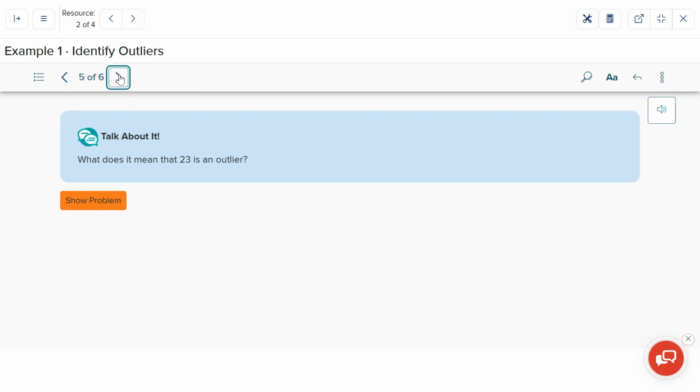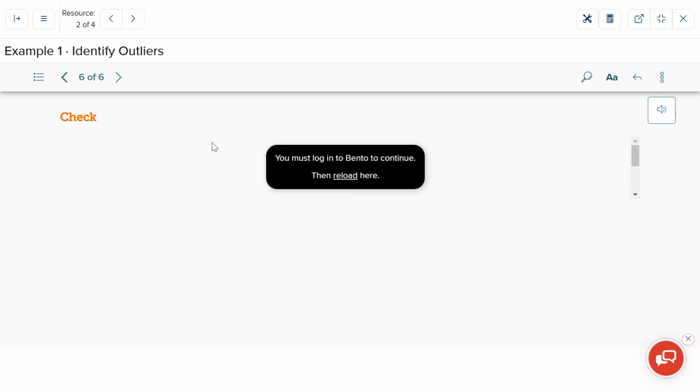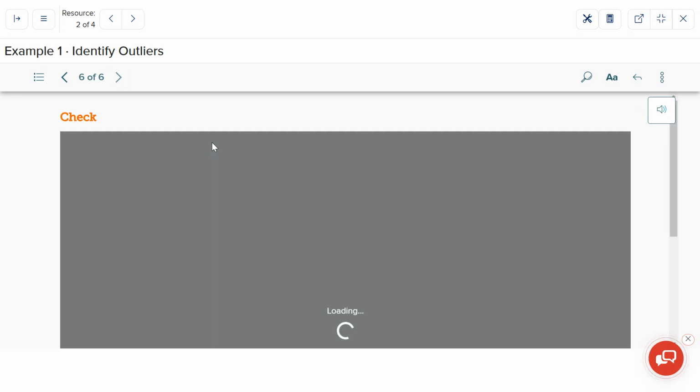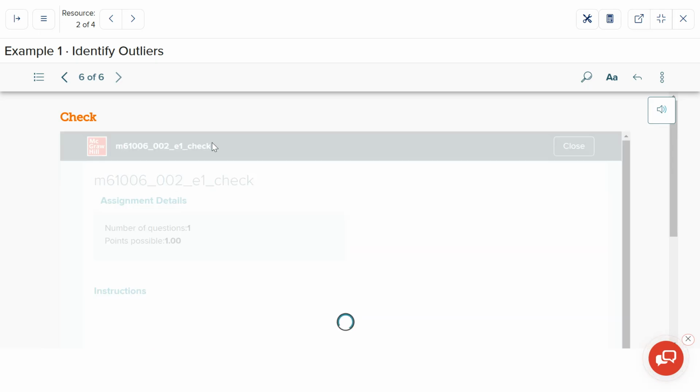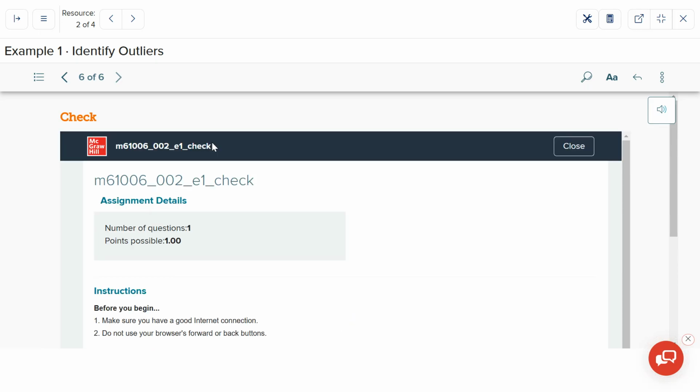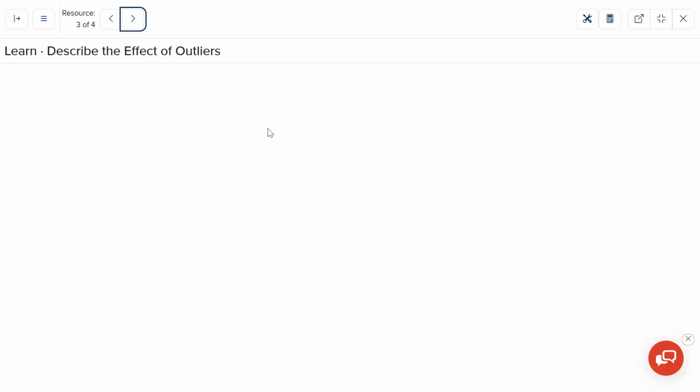What does it mean that 23 is an outlier? Well, that just means that it is kind of an anomaly, or maybe an exception, or some kind of data piece that doesn't really coincide with the rest of the data pieces. Something like that. All right, so you try this check. Don't forget, when you're finding your median, you need to list the values in order from least to greatest so that you can find the median, and then the quartiles, and then the IQR, and then you can go from there using your formula.